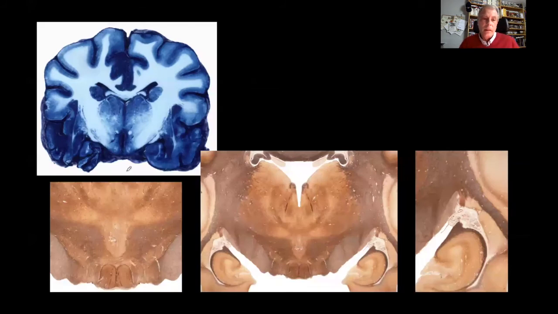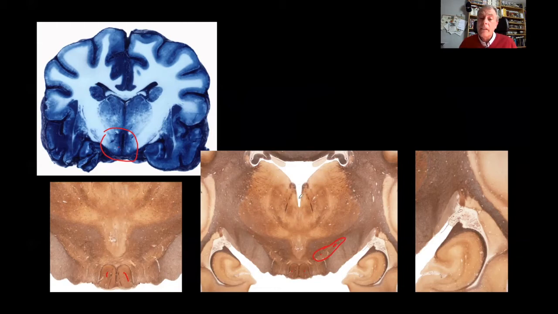So, look, here we are at the level of the hypothalamus with the mammillary bodies. Look, one and the other, the mammillary bodies. Here is the whole picture with the thalamus, right? And here we have the subthalamus, with the subthalamic nuclei and the zona incerta. And here the hypothalamic nuclei that form the mammillary bodies.